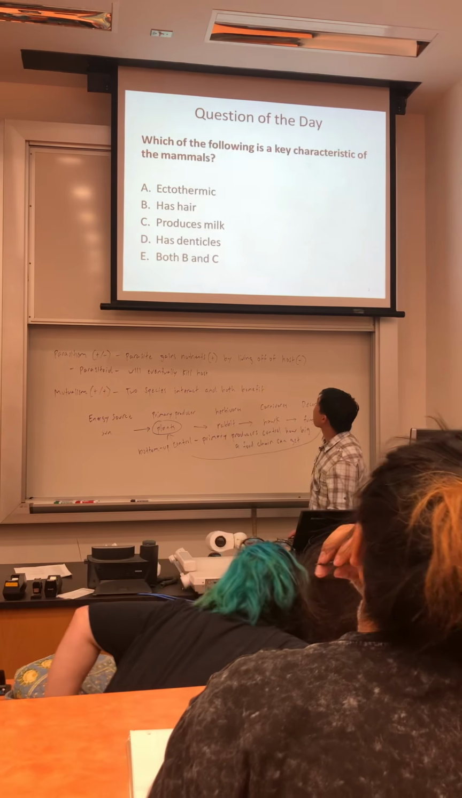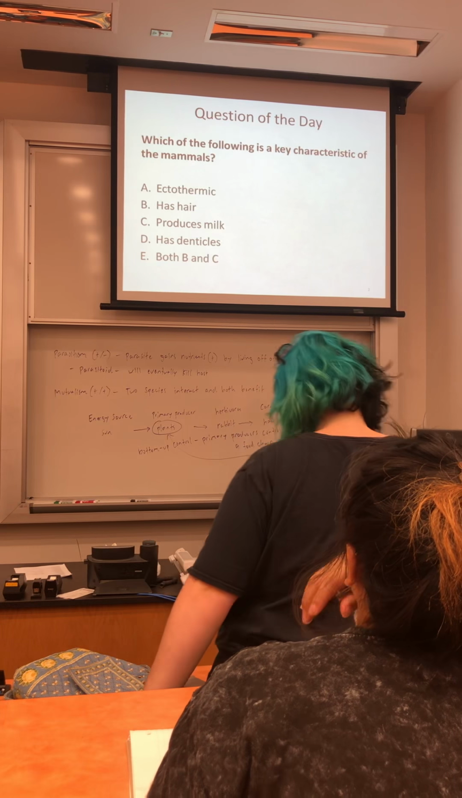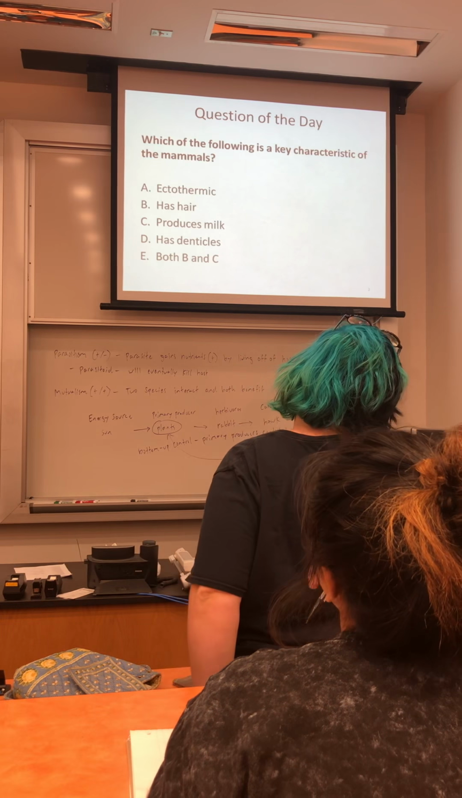Which of the following is a key characteristic of all mammals? B and C. E. B and C, correct.